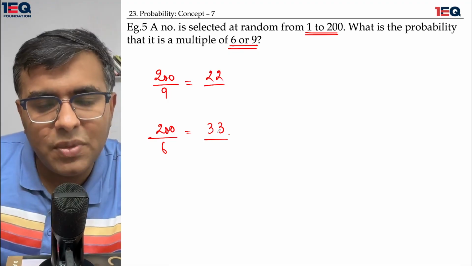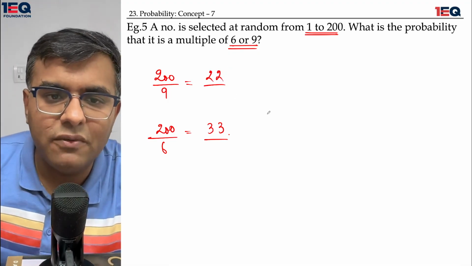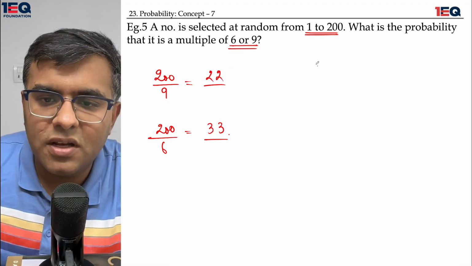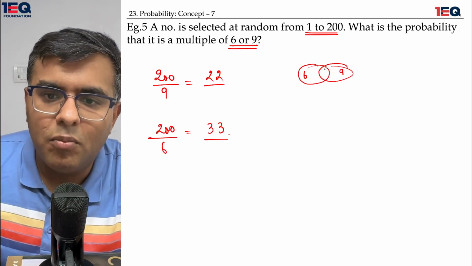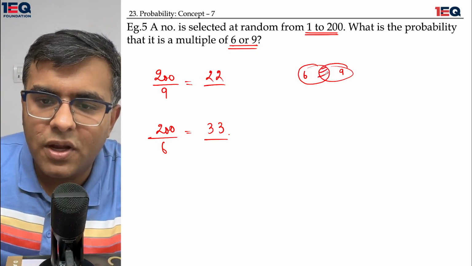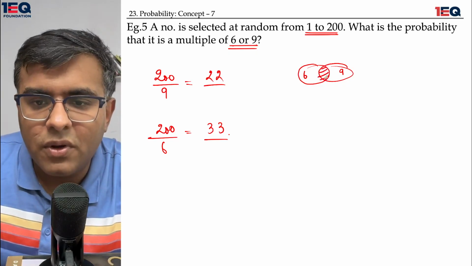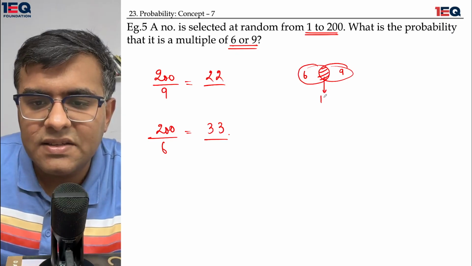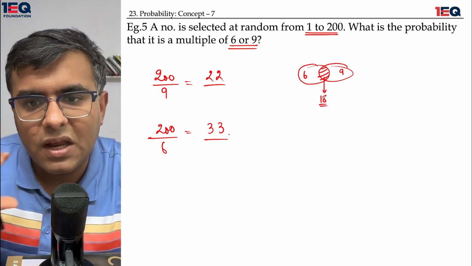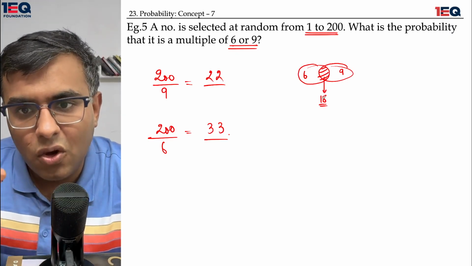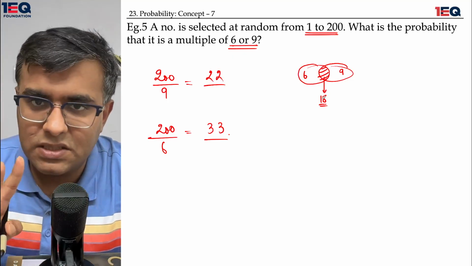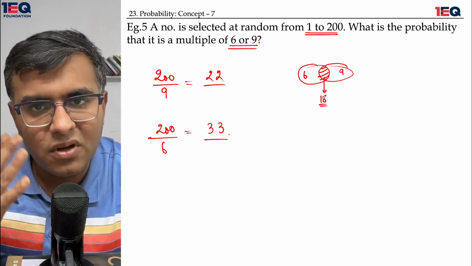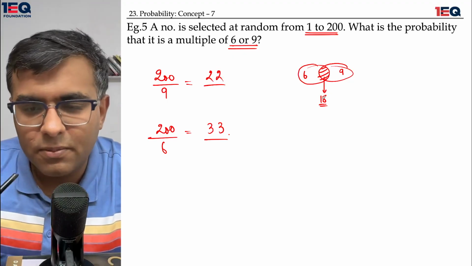Now, if I simply add up these two quotients, I would get all the numbers which are divisible by 6, and all the numbers which are divisible by 9. But there would be a double counting. What is that double counting? The LCM of 6 and 9 is 18. It would count the numbers lower than 200 which are divisible by 18 twice, once in the table of 6 and once in the table of 9.